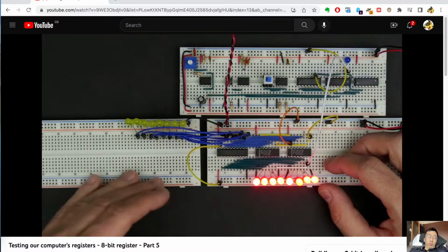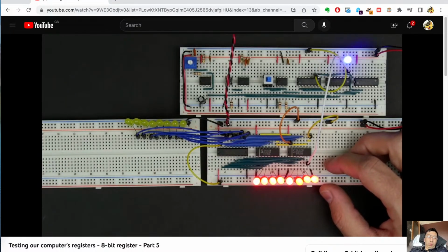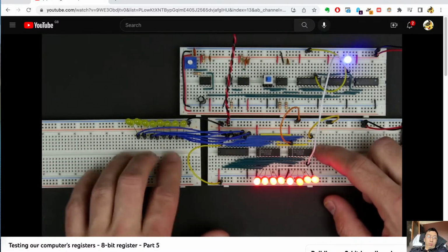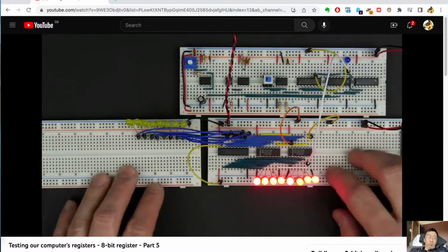Any TTL chip will typically default to a high input. If you don't connect the input, it defaults to high because there's typically a pull-up resistor inside the chip on the input. That's just what we're seeing: since there's nothing connected, they just show up as high.